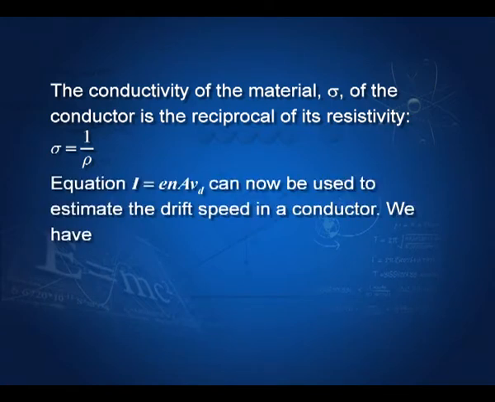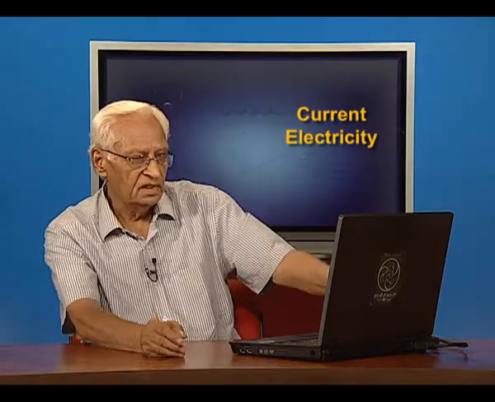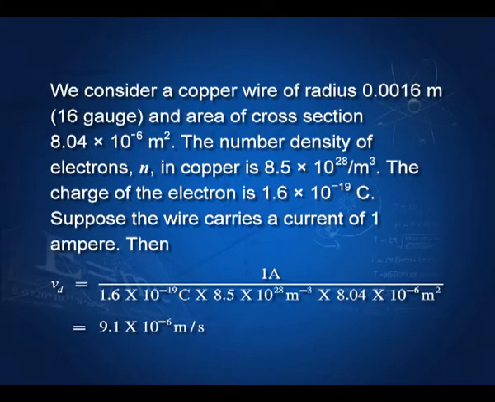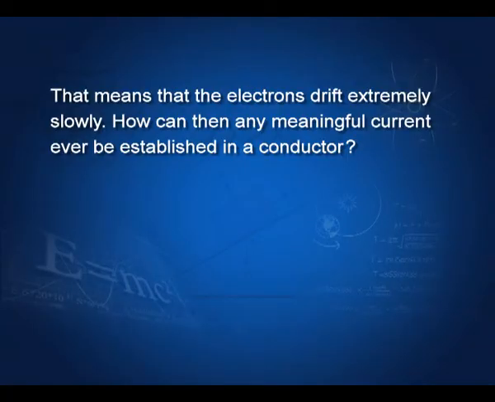Equation I equal to e n A v_d can now be used to estimate the drift speed. So, v_d is I by e n A. So, I allow a certain current and then I know the area of cross section, I know e, I know the density in that material. Therefore, I can find v_d. And it turns out that v_d is of the order of only 10 to the power minus 5 meters per second, a very small quantity. That means that the electrons drift extremely slowly.